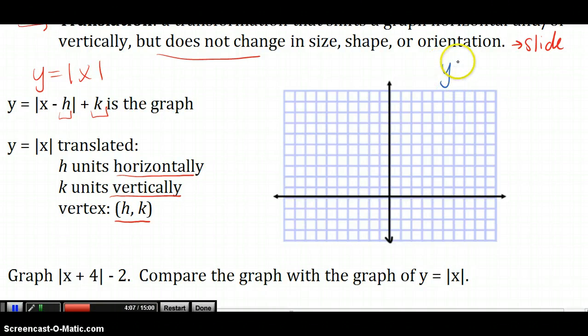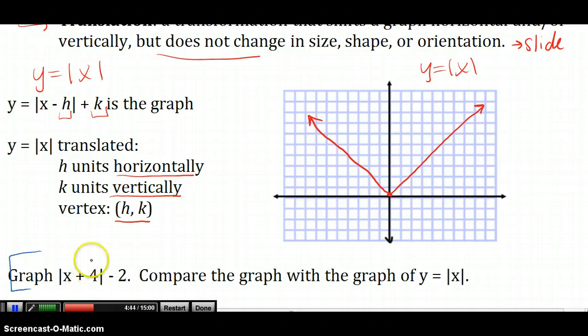I'm going to graph y equals absolute value of x, the graph we were just looking at. The one that has a slope of 1 on the right side and a slope of negative 1 on the left side. And it has a vertex at (0, 0). This is where the point of our V is. So let's look down here. It says graph the absolute value. Now it's not just the absolute value of x. It's the absolute value of x plus 4, and on the outside of the absolute value minus 2. And then we're supposed to compare it to our original parent function of y equals the absolute value of x.